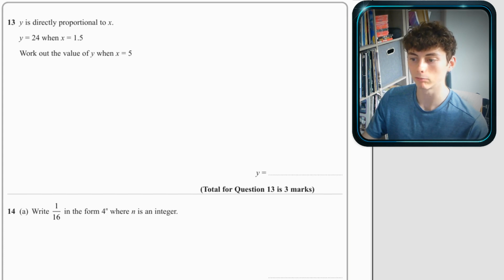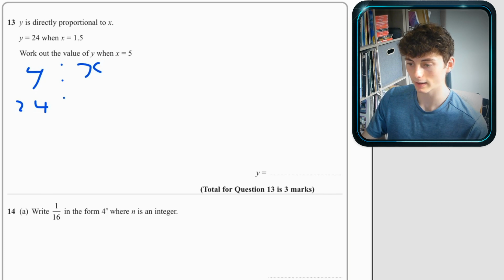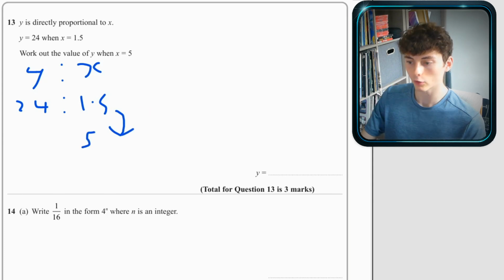Y is directly proportional to x. And when y equals 24, x equals 1.5. So when x equals 5, what is y? Okay, so this is a ratio question. So we have y and x as our ratios. So when 24 is y, x is 1.5. So what do we do to 1.5 to get it to 5? So to get 1.5 to 5, we have to multiply the 1.5 by 10 over 3.